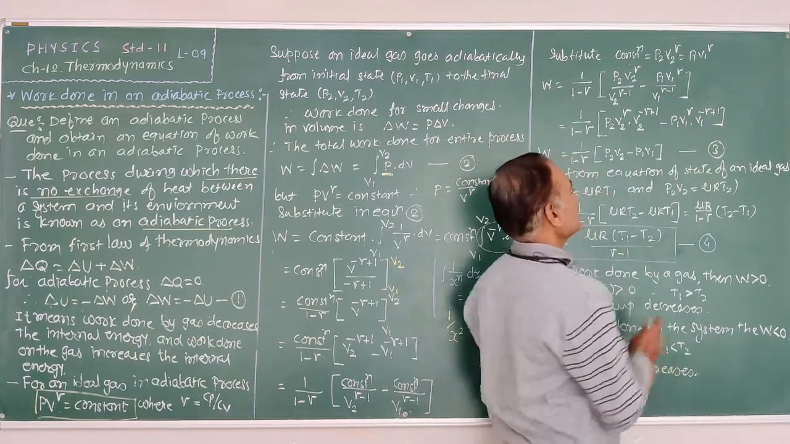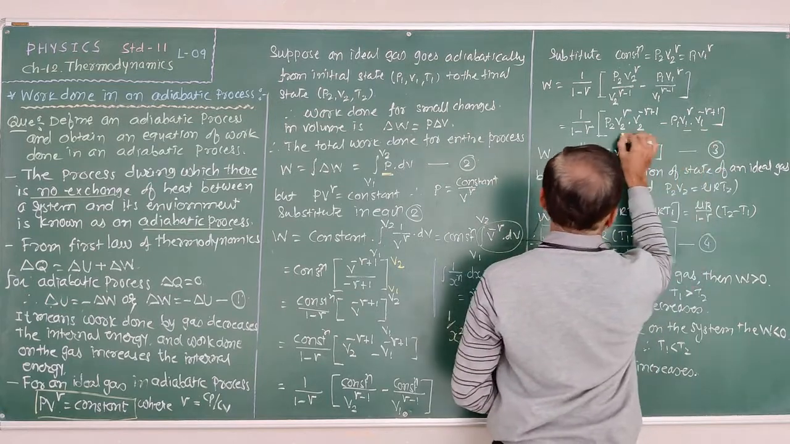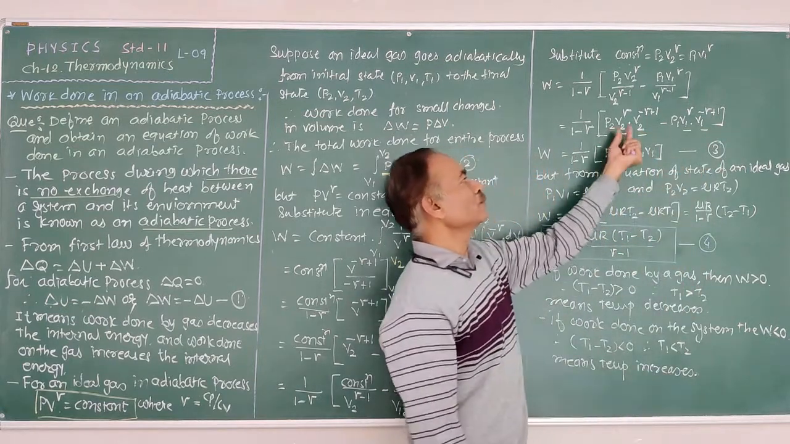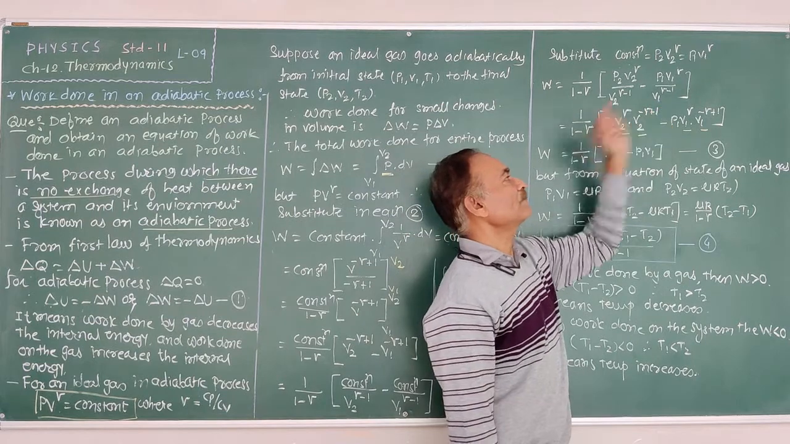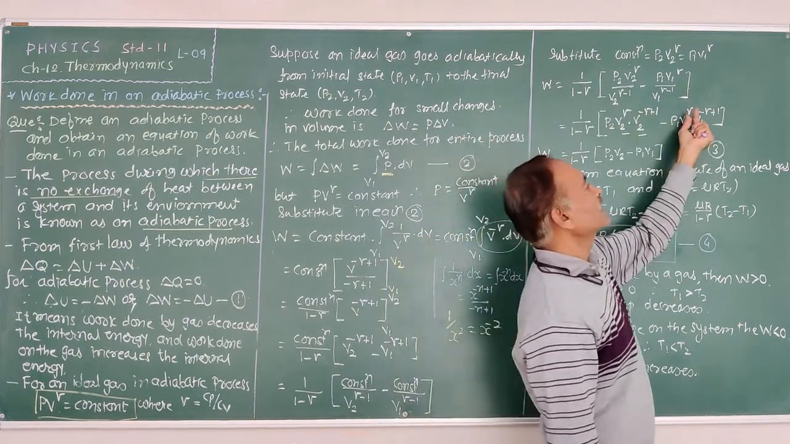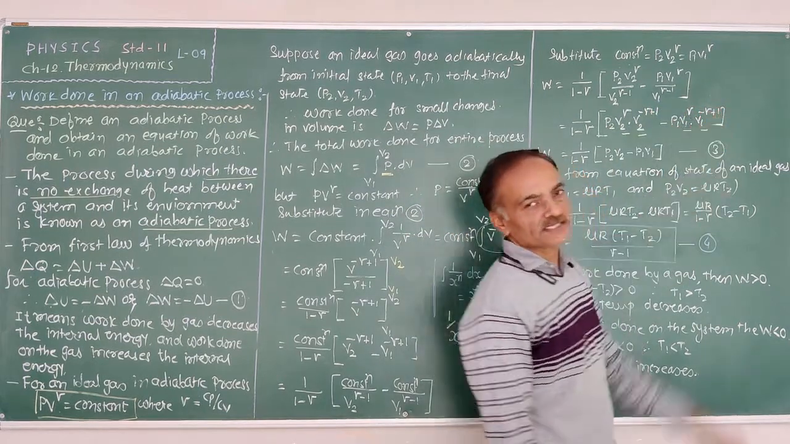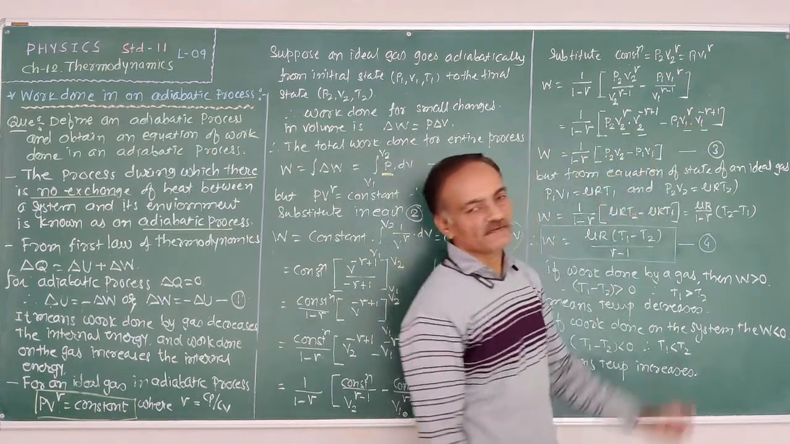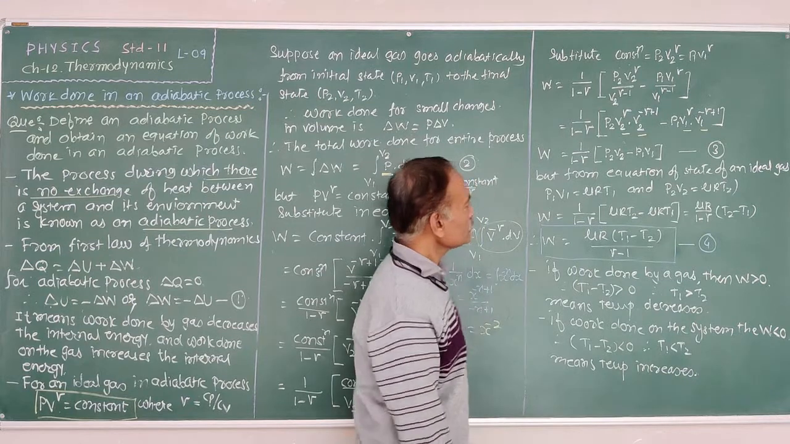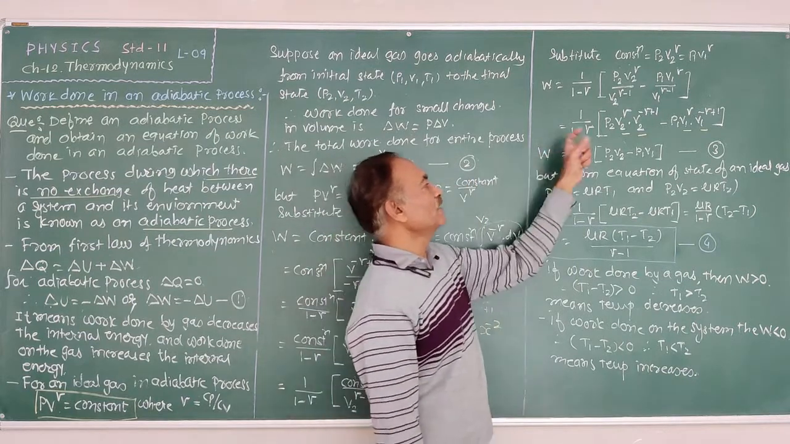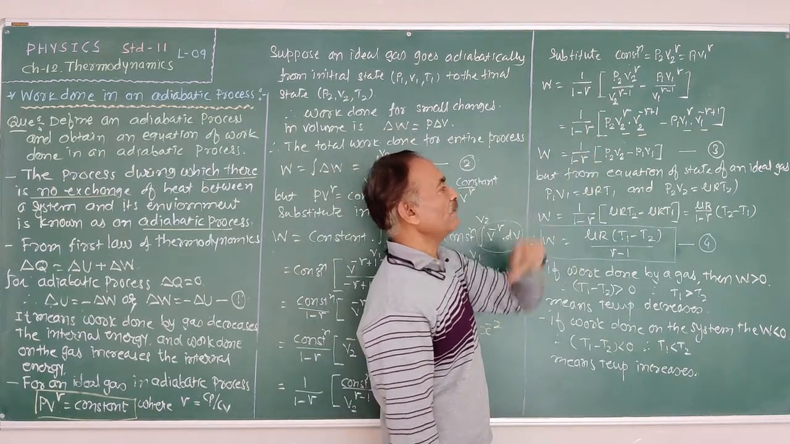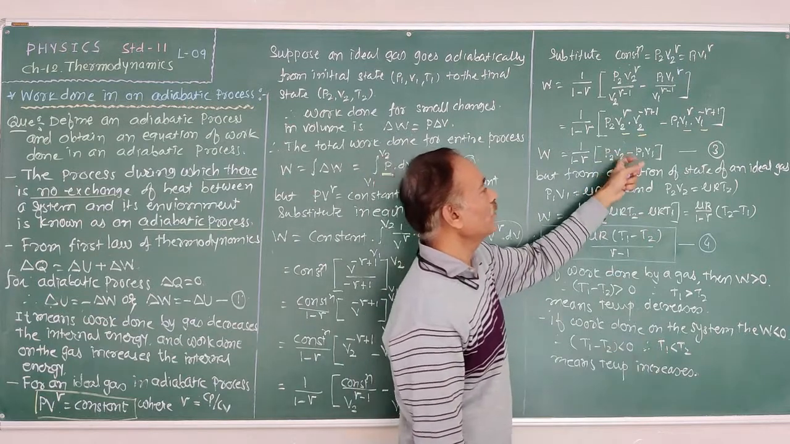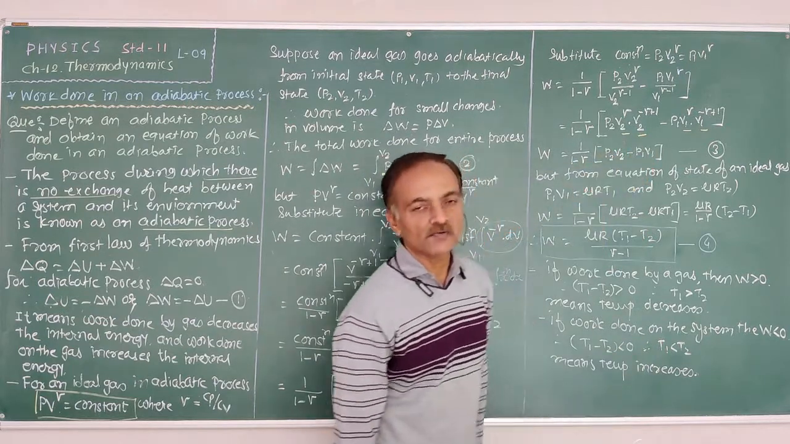Here the bases are the same, therefore we add the powers. So V2 to the power gamma minus gamma plus 1, and here V1 to the power gamma minus gamma plus 1. Gamma and gamma cancel, only V2 remains here, and V1 here. Therefore, W is equal to 1 upon 1 minus gamma, bracket P2 V2 minus P1 V1.